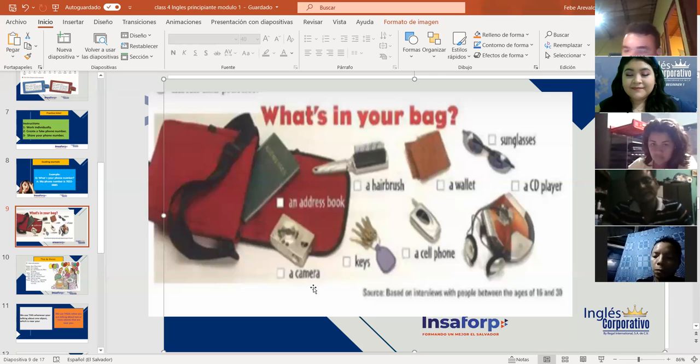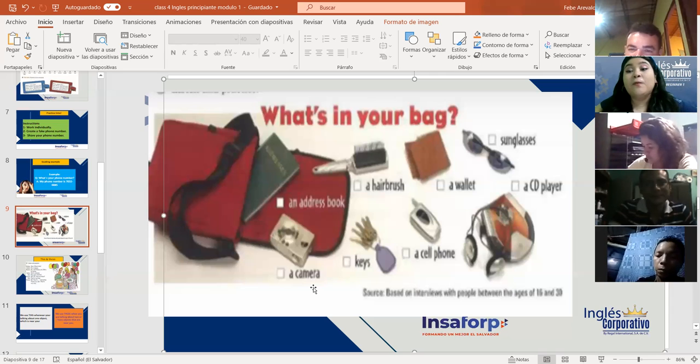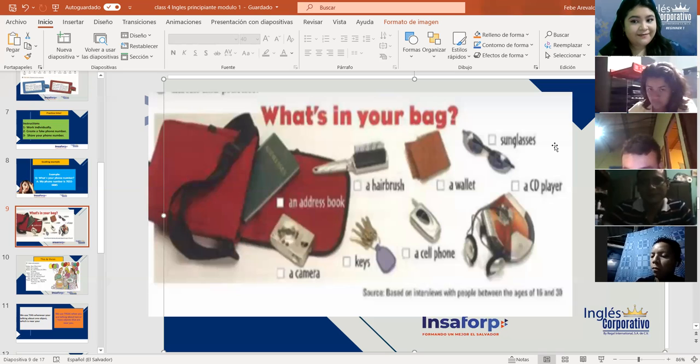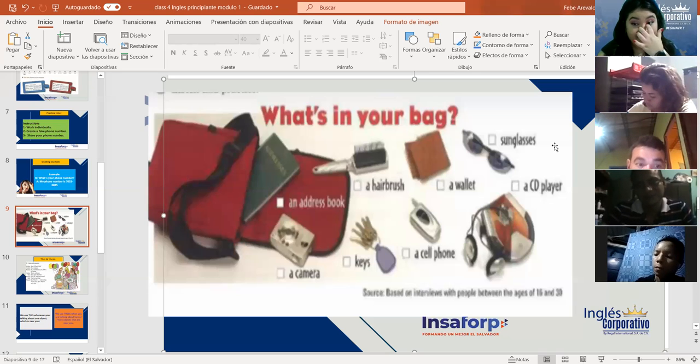Se cuentan, tienes para interpretarlo como uno y otras no. Because you don't need it. When you don't need it, when you need the indefinite article, you're going to use it. But in this case, for example, look at this one, sunglasses. You cannot say, these are a sunglasses, right? Because you only have one.